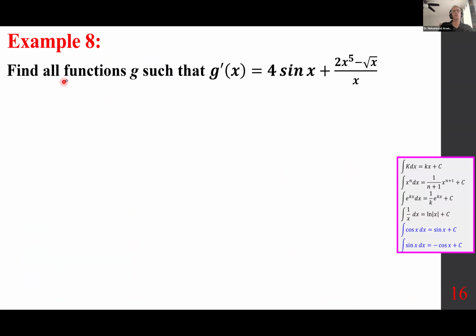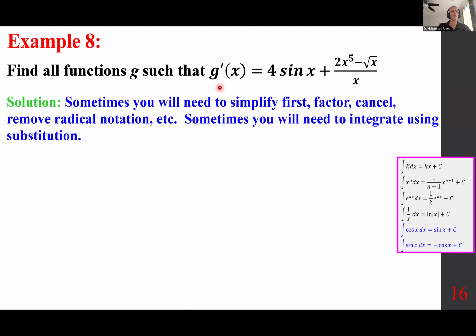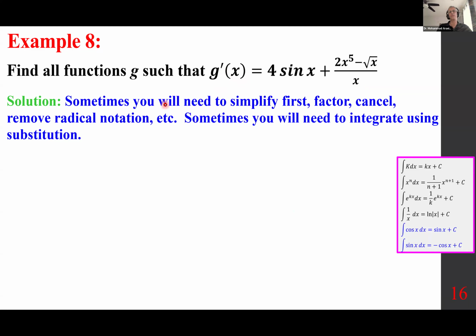Find all functions g such that g prime is 4 sine x plus 2x to the power of 5 minus square root of x over x. So you want to anti-differentiate this. You are looking for a function whose derivative is g prime. That's the idea. So what is the process? Sometimes you will need to simplify first, factor, cancel, remove radical notation, etc. Sometimes you will need to integrate using substitution. So there are different methodologies.